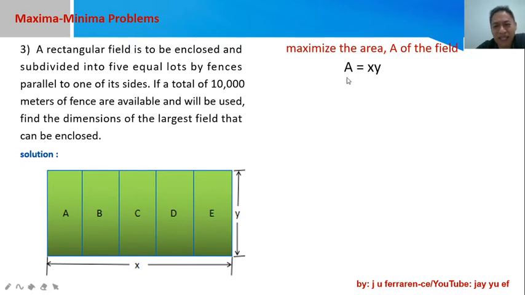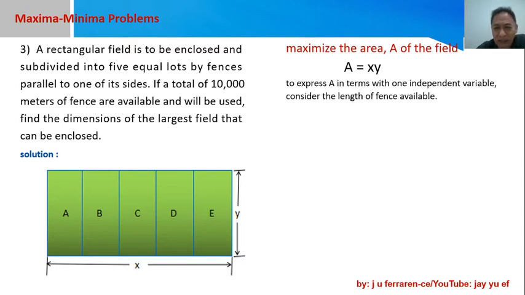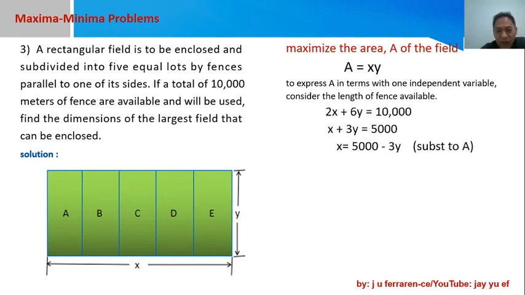The problem here is that our area is expressed in terms of two independent variables. So to express that in terms of a single variable, I have to consider the given available length of fencing material. Now, I have two sides having a length of X and a length of Y, which is actually how many? There are 6 vertical Y's. So my equation can be 2X plus 6Y equal to 10,000 meters length of fence.